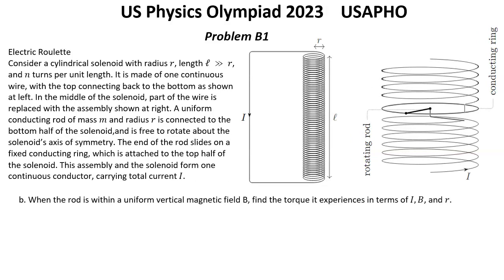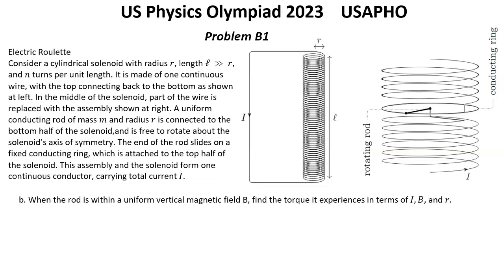Part B. When the rod is within a uniform vertical magnetic field B, find the torque it experienced in terms of I, B, and R. Solution. The torque is due to the Lorentz force on the current as it travels radially outward from the center of the disk towards its edge.